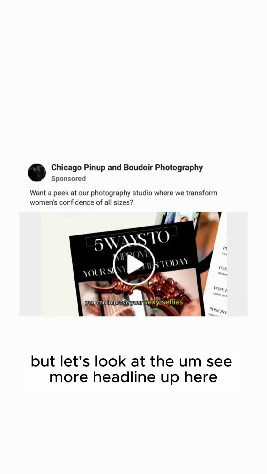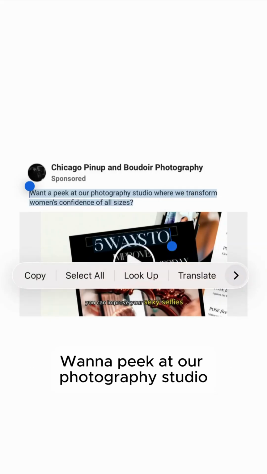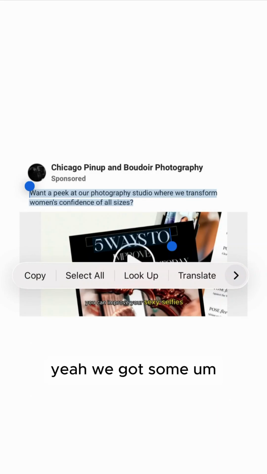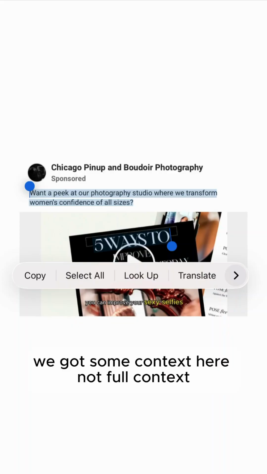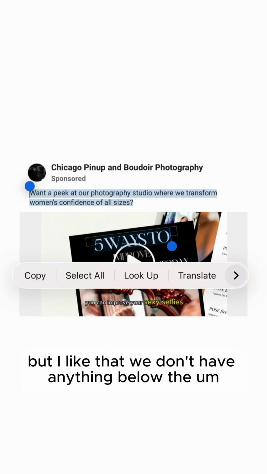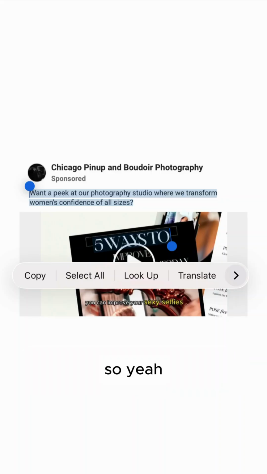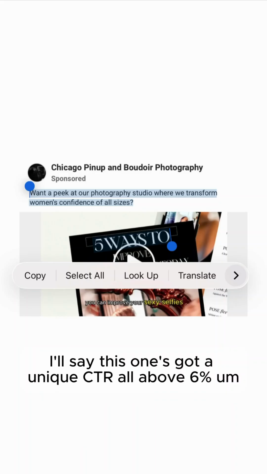So I haven't clicked this, but let's look at the see more headline up here. Want to peek at our photography studio where we transform women's confidence of all sizes. Yeah, we got some context here. Not full context, but I like that we don't have anything below the creative. That really helps unique CTRL. So yeah, I'll say this one's got a unique CTRL above 6%.